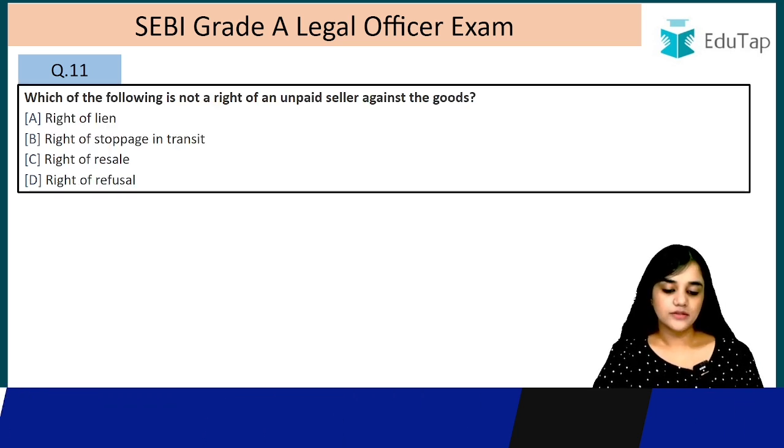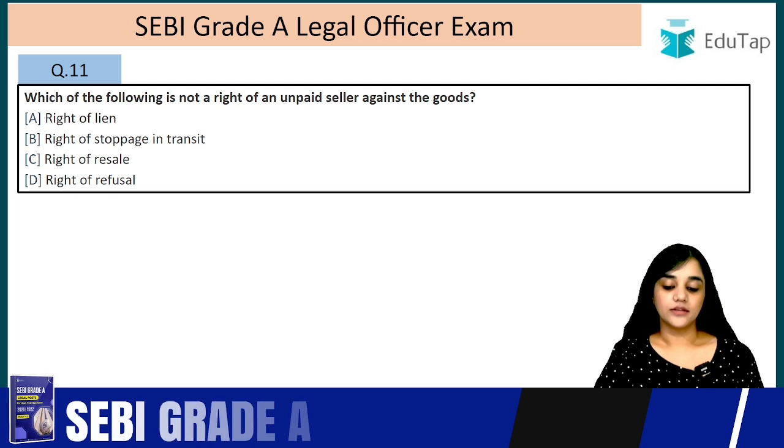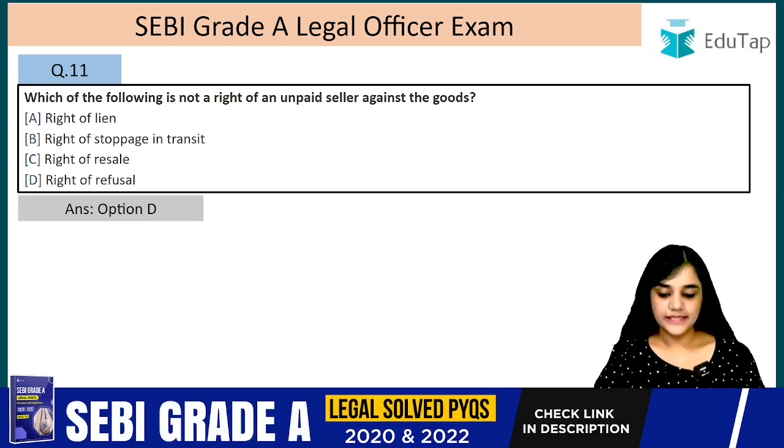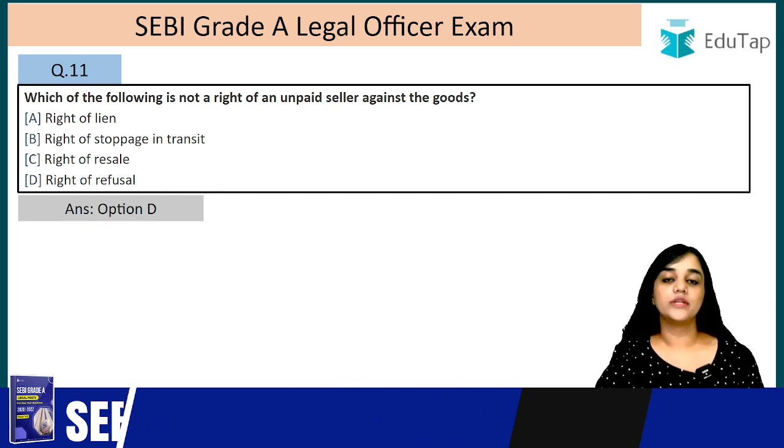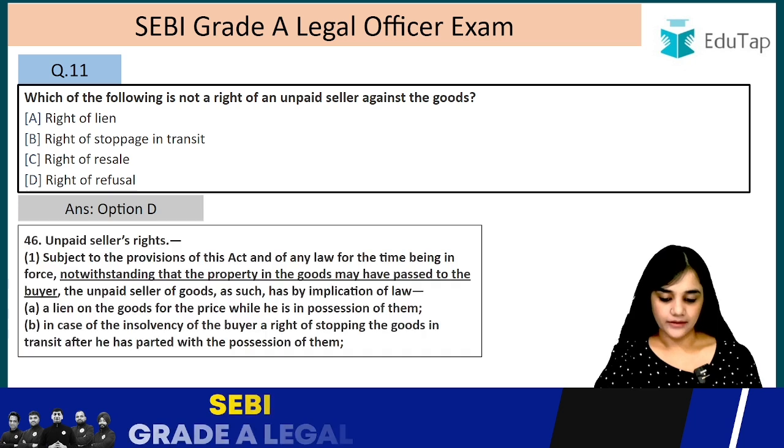Question number 11. Which of the following is not a right of the unpaid seller? So the answer is D, right of refusal. Right of refusal is not a right given to the unpaid seller under this act.